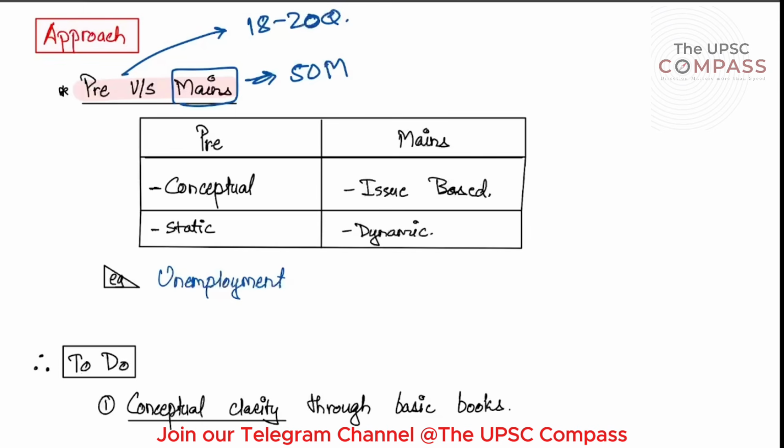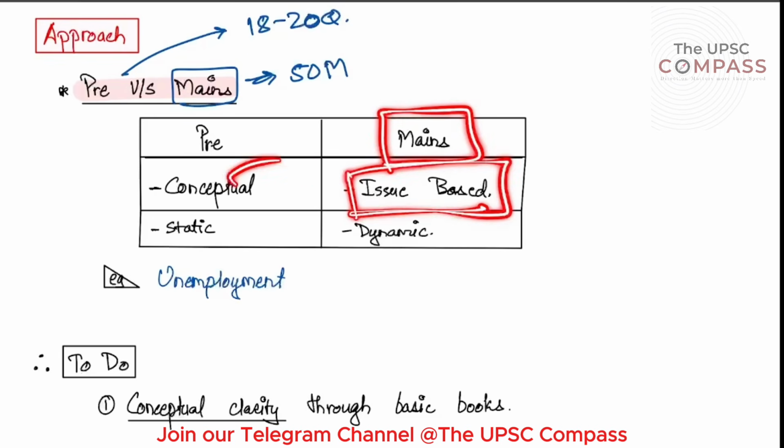Now this is a huge blunder to make, because there is a basic difference between economics for prelims and economics for mains. The first and foremost difference is that the questions in prelims are more conceptual. For example, let us take the topic of unemployment. A question in prelims would be: what are the various types of unemployment? But when it comes to mains, the questions are issue based.